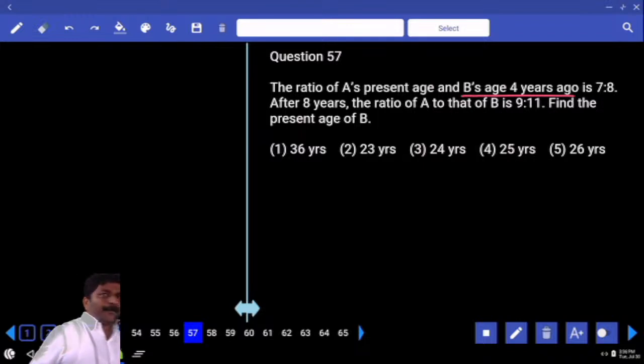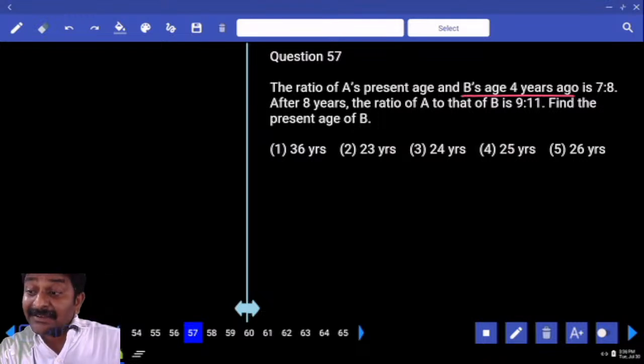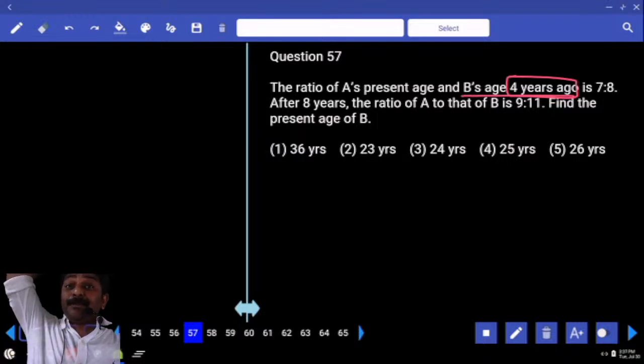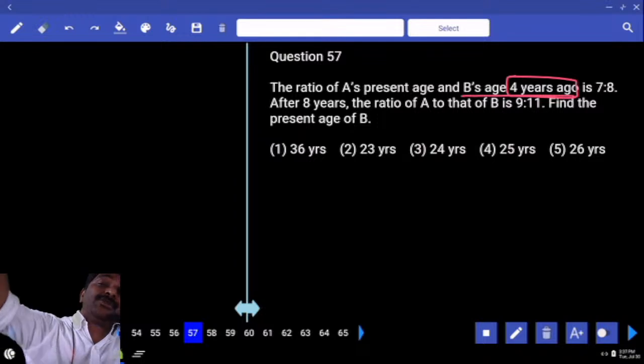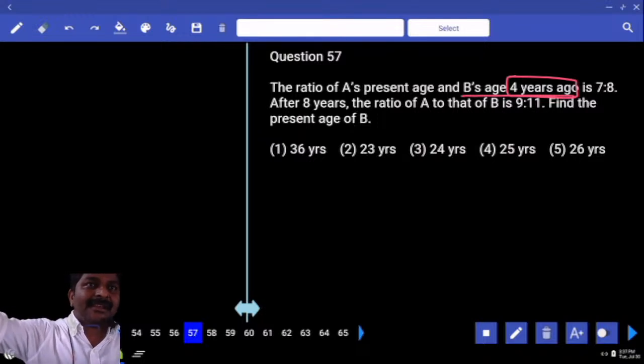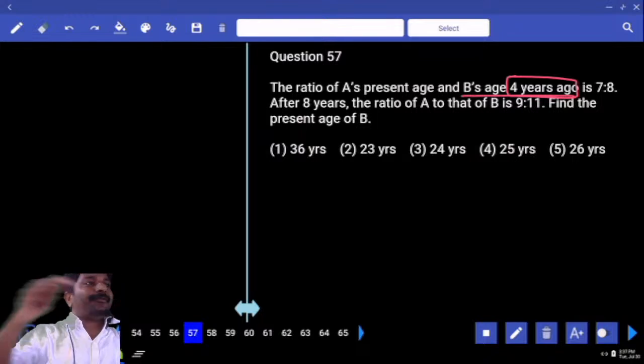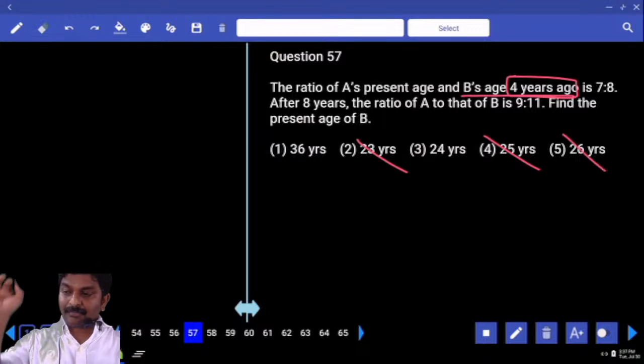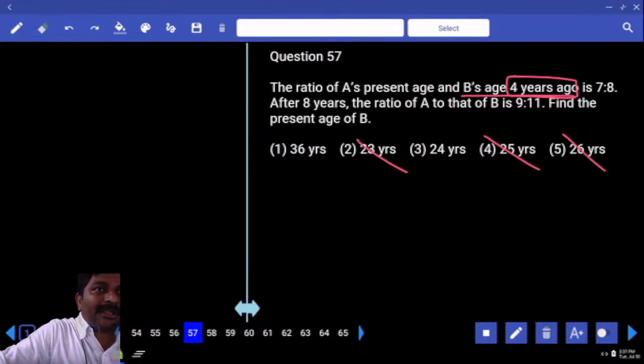8 parts, correct? Can I take 8 parts as 8 multiple? But when is that? 4 years ago. Which multiple? Can I also take that as a 4 multiple? 8 multiple means 4 multiple is required, right? B's age was 4 multiple. To get present age, how many years do you need to add? 4 years, correct? So to the 4 multiple, if you add 4, answer should be, go to options. How many are there? 2 are there, correct?